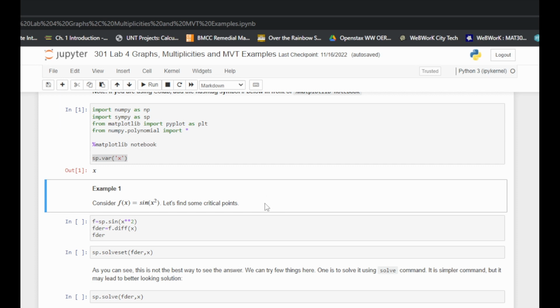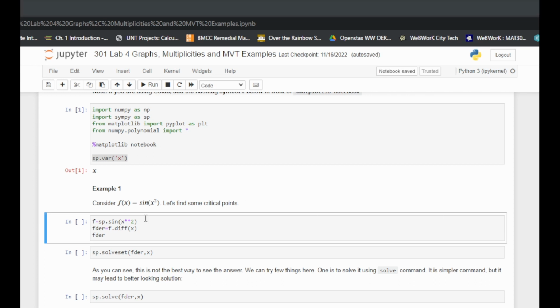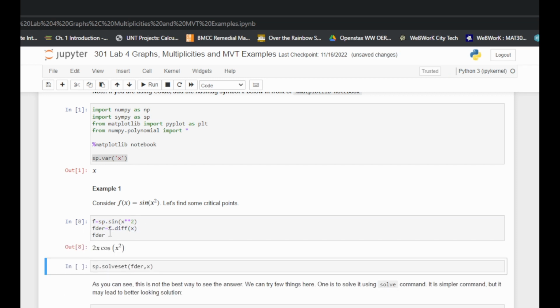In the first example, we start with the function sine of x squared, and the goal is to find its critical points. Since sine is a periodic function, we should expect to have infinitely many critical points, but as you will see later, it is very hard to find them. And so we start with defining our function, then finding its derivative. So our derivative is 2x cosine of x squared. And now we'll find critical points.